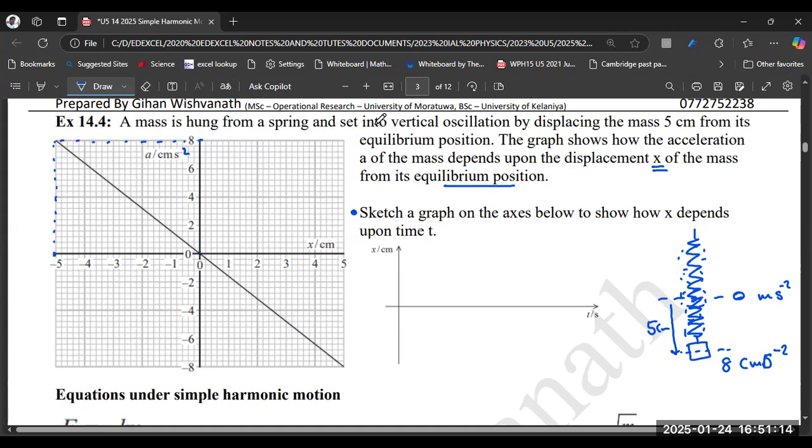The mass is hung from a spring and set into vertical oscillations by displacing the mass 5 centimeters from its extreme position. So when the time is 0, it has a displacement. You can either pick plus 5 or minus 5, doesn't matter. Pick plus 5. So downward then plus 5. Then what happened? The displacement graph goes down.